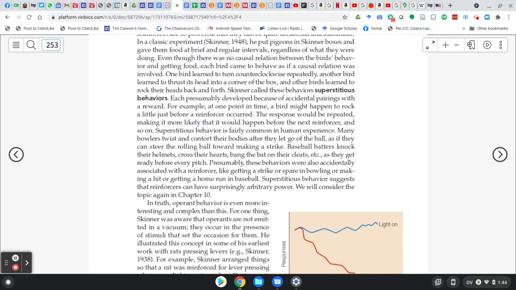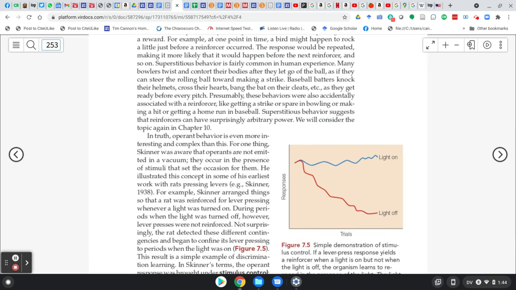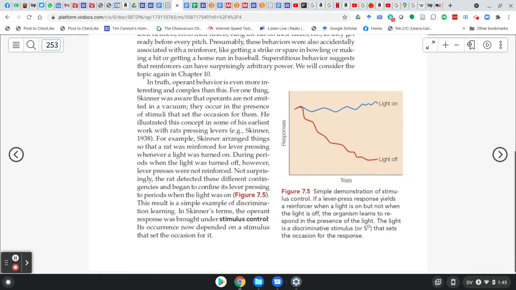Superstitious behaviors. We see this a lot in sports, and in rats and pigeons. The reinforcement is not contingent on the superstitious behavior, but the animal begins to behave as if it is. Stimulus control. I'm not going to spend much time talking about this, but the latter part of the chapter talks about that.